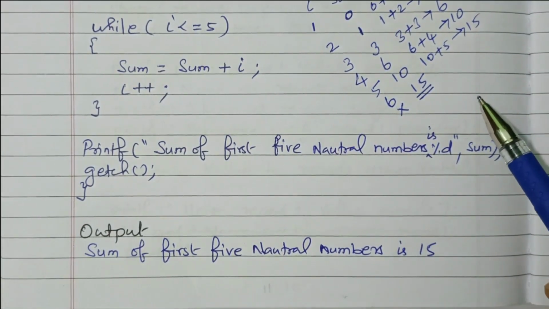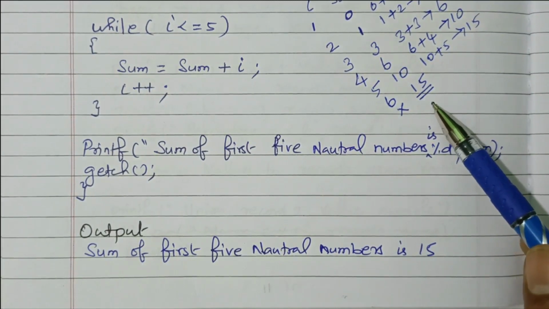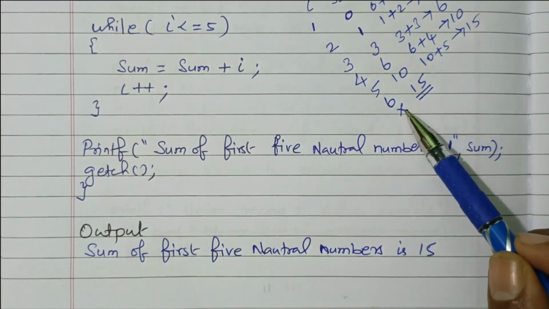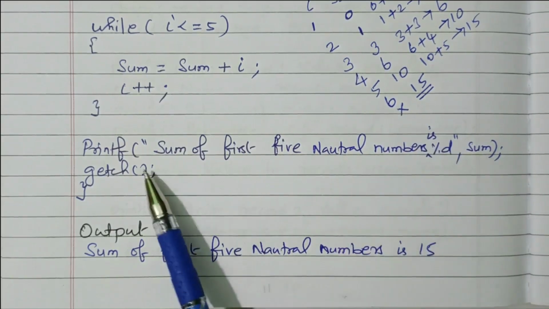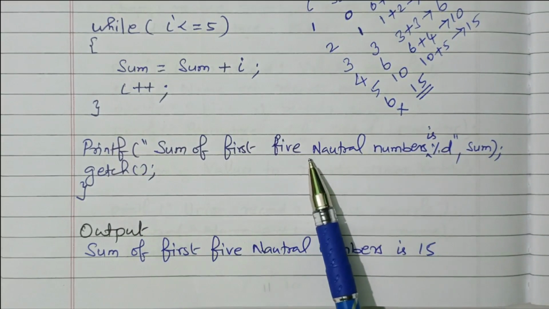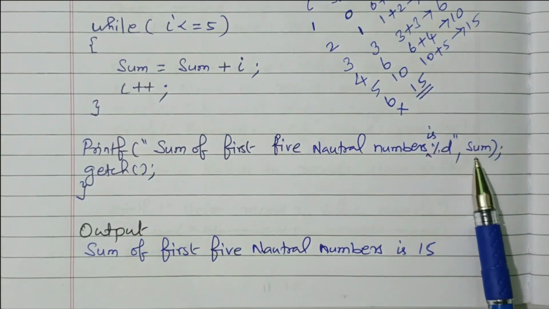Right. So the final answer we got is 15. Final answer is 15. Right. So at this 6, the process is stopped. Right. So print of the sum of the first 5 natural numbers is the sum available here. So 15 is printed here.